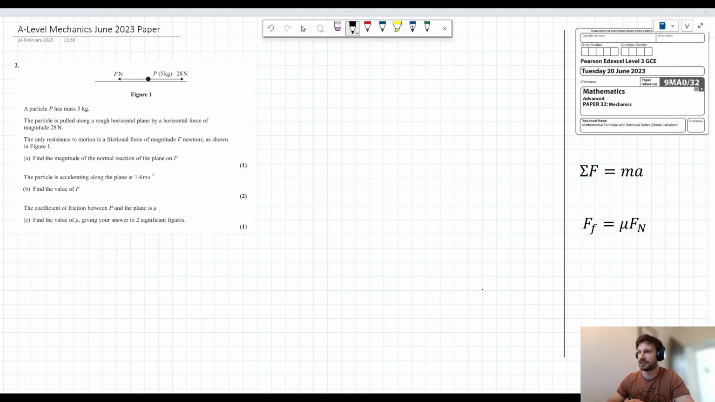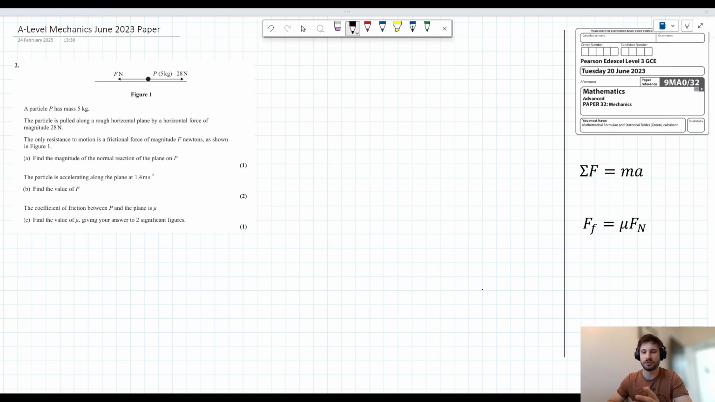It states a particle P has a mass of 5 kilos. The particle is pulled along a rough horizontal plane by a horizontal force of magnitude 28 newtons. The only resistance to motion is a frictional force of magnitude F newtons, as shown in figure 1. Find the magnitude of the normal reaction of the plane on P.